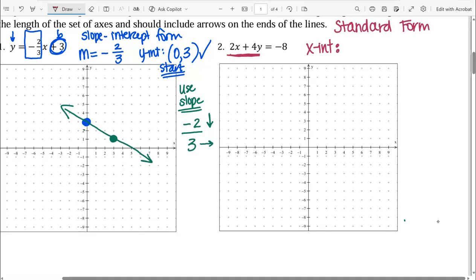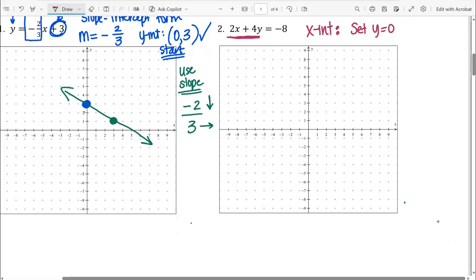So to find your x-intercept, that's when I set y equal to 0. So let's do that down here. For my x-intercept, I'm going to take 2x plus 4 and plug in 0, giving me 2x. 4 times 0 is 0. So 2x equals -8. And when I divide by 2, x equals -4.